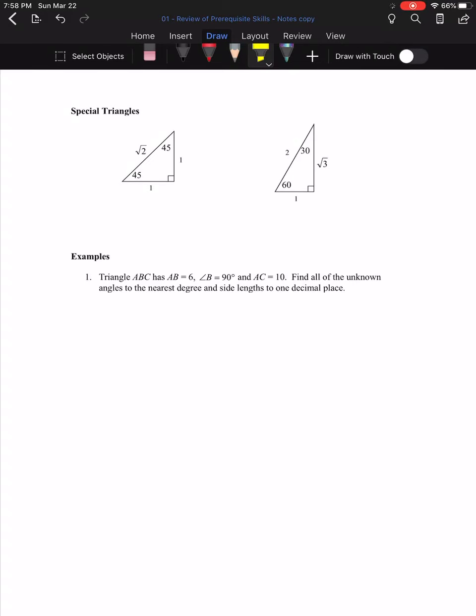First problem, here we go. Switch over to a pen here. Triangle ABC has AB equal to 6, angle B equal 90, and AC equal to 10. Find all the unknown angles to the nearest degree and side lengths to one decimal place.